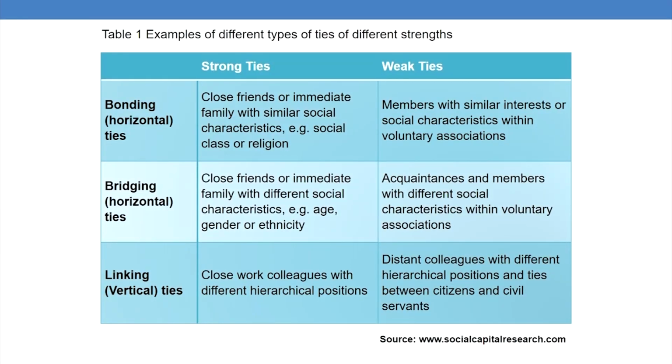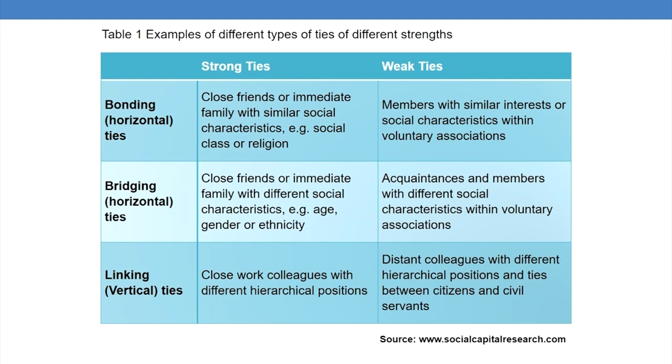Now, if you look at this table here, this table gives you examples of different types of ties of different strengths. So, there can be strong ties and there can be weak ties. The bonding and bridging links are horizontal ties, and the linking ties are the vertical ties. So, with respect to bonding, strong ties are close friends or immediate family with similar social characteristics, for example social class or religion, and often you would see that individuals or households, families belonging to a certain class of people try to stick together. Weak ties are members with similar interests or social characteristics within voluntary associations.